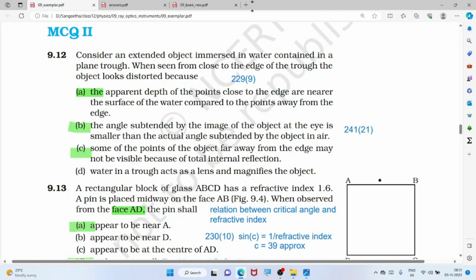This is one reason. The subtended angle, what the subtended angle is, is given in the book. The subtended angle of the object is smaller than the actual subtended angle. Some of the points of the object away from the edge are okay. These things, okay.